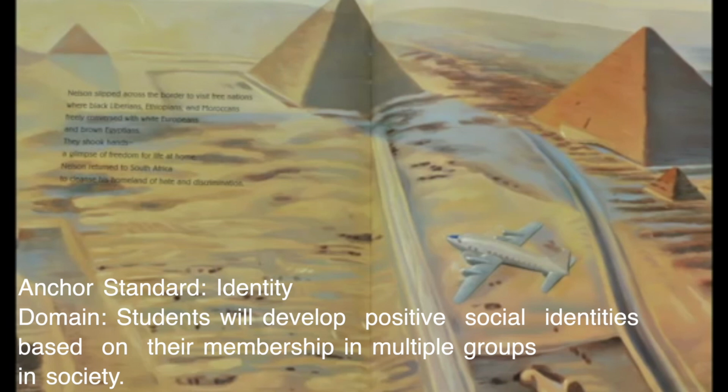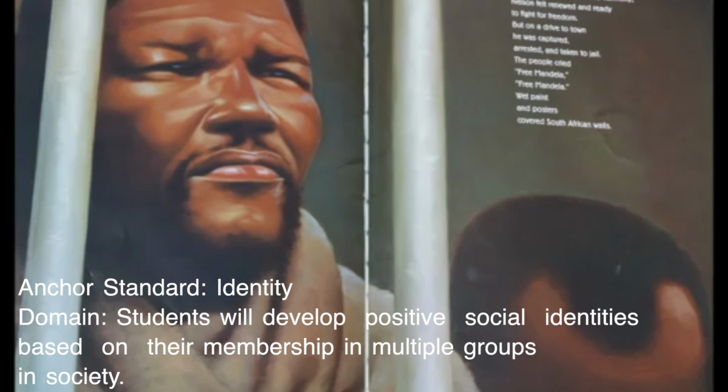Nelson slipped across the border to visit free nations, where Black Liberians, Ethiopians, and Moroccans freely conversed with white Europeans and brown Egyptians. They shook hands, a glimpse of freedom for life at home. Nelson returned to South Africa to cleanse his homeland of hate and discrimination. With a vision for peace and harmony, Nelson felt renewed and ready to fight for freedom.